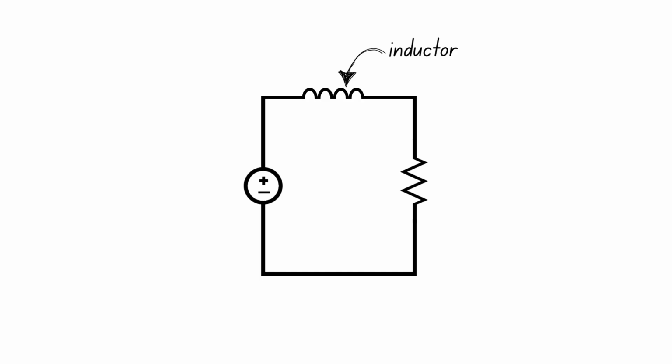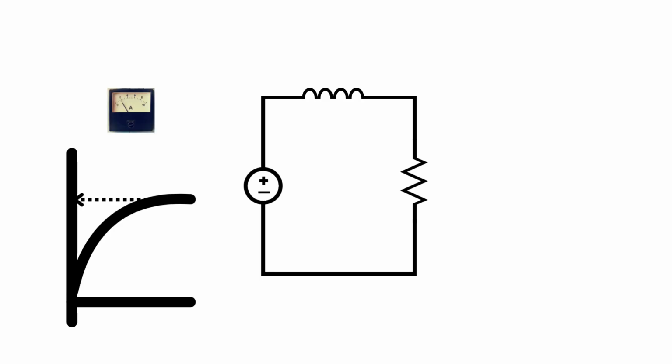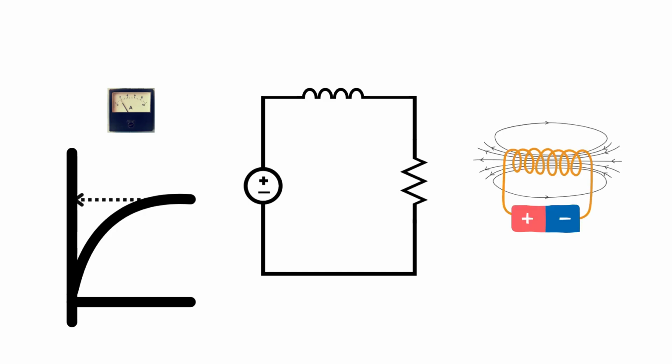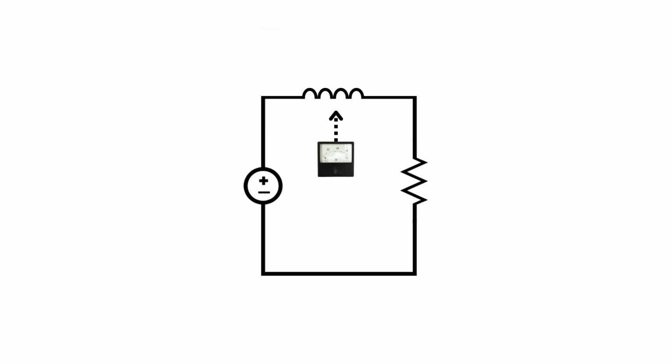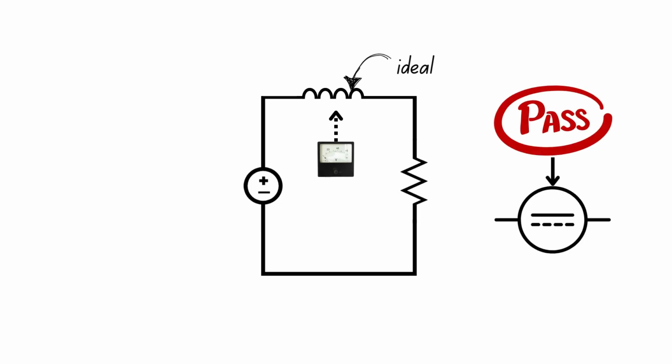For an inductor connected to a DC supply, the current exponentially rises to a maximum value as the magnetic field in the inductor builds up. Consequently, the potential difference across the inductor goes to zero, assuming that it's ideal. So, the inductor is said to pass direct currents. When the inductor is connected to an AC supply, the following occurs.